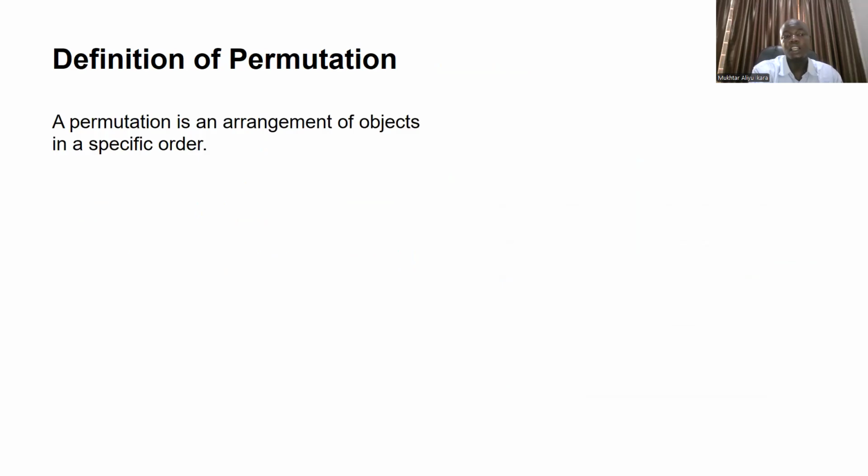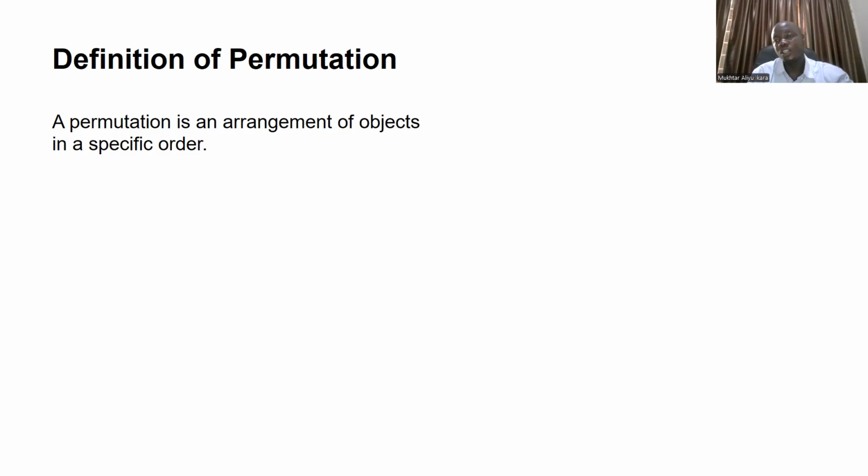So now we are going straight to the definition of permutation. What is permutation? A permutation is an arrangement of objects in a specific order. When we are talking about how you arrange objects in a specific order, that is what we call a permutation.